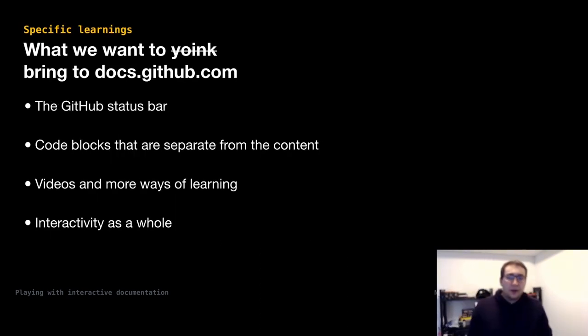And lastly, I want to talk about some really productive learnings that we took out of this. So some things that we want to yoink over to docs.github.com. The GitHub status bar, that's a clear win. That's something that we should have right now. It wasn't hard to implement, should be easy to drop in. Code blocks that are separate from the content. We really like this approach from a layout perspective. It helped to pull stuff out, talk about it in isolation. I think we need to think more deeply about how you tie those code blocks into content, make sure that there's a clear relationship there and it's not just code and content on two different sides of the screen. But that's the goal of what we're looking for.